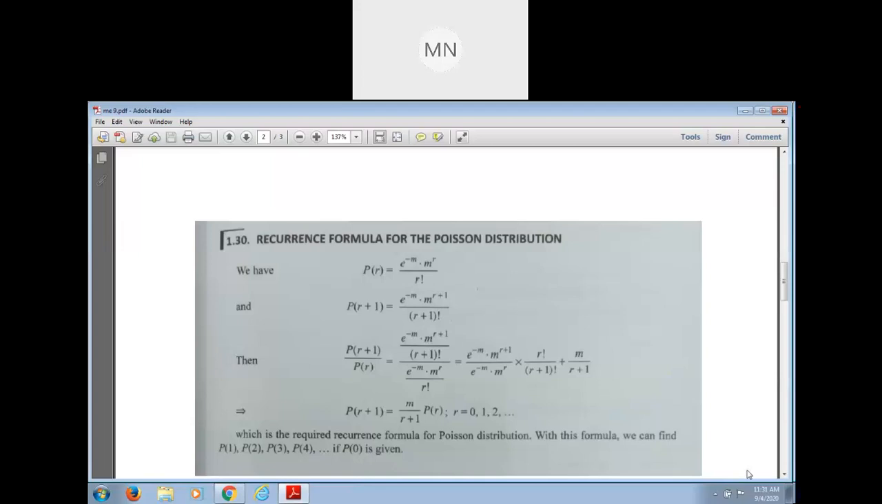And here also, P of r is the probability mass function of the Poisson distribution. It is e to the power minus lambda, lambda to the power r, divided by r factorial. To find the recurrence formula, we find the value of p of x equals r plus 1, and p of x equals r. These are given. This is the probability mass function. This is e to the power minus m into m to the power r divided by r factorial. Therefore, putting r plus 1 in place of r, we get p of x equals r plus 1, which is e to the power minus m, m to the power r plus 1, divided by r plus 1 factorial.